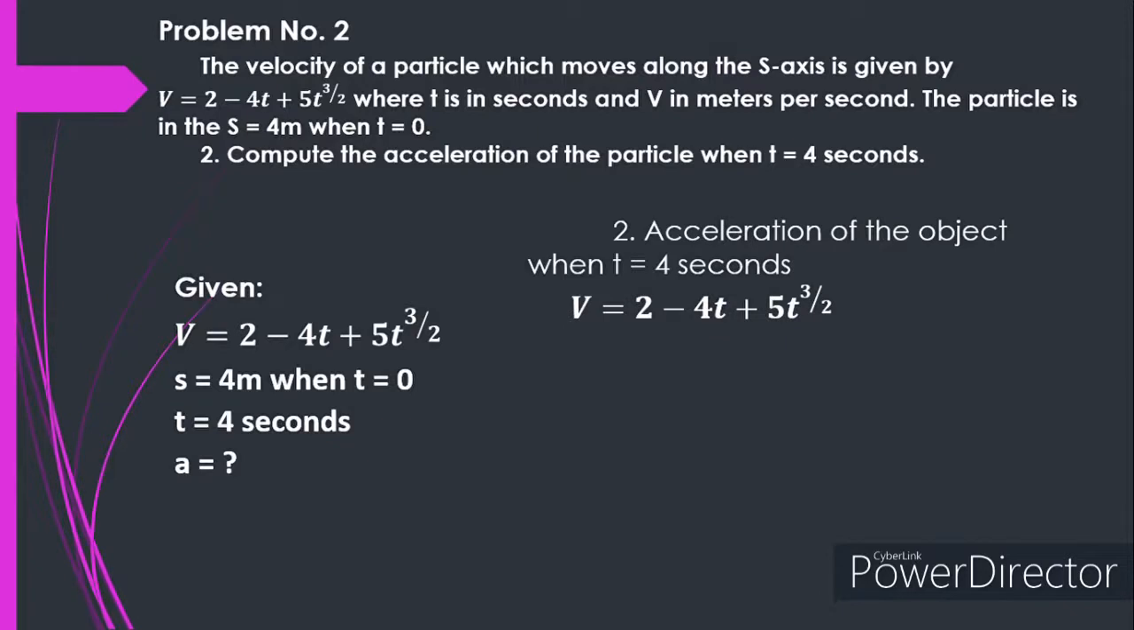So given the equation, v is equals to 2 minus 4t plus 5t raised to 3 halves. Hindi ba si a ay ang result kapag differentiate natin si v or the dv over dt? So differentiate will result to a is equals to negative 4 plus 15 over 2 t raised to 1 half.